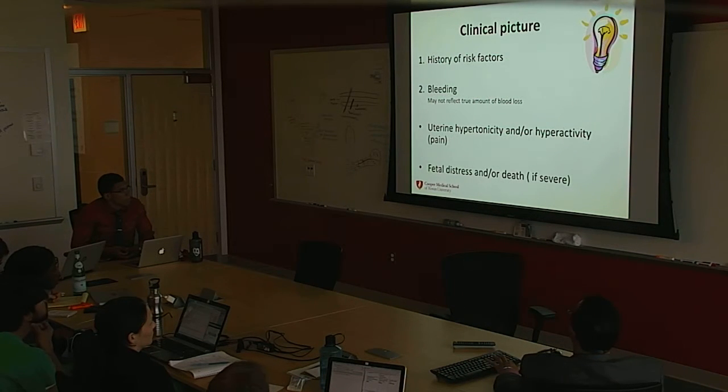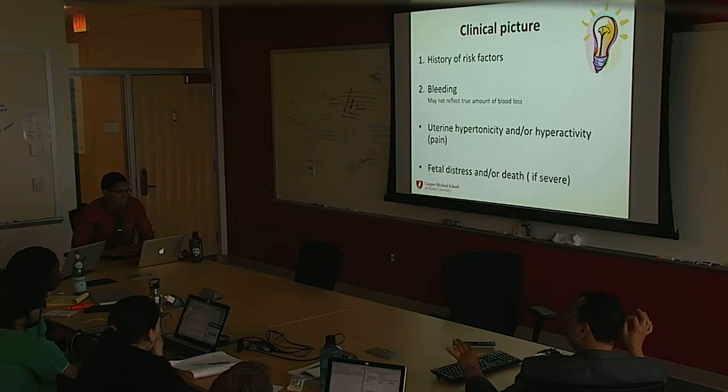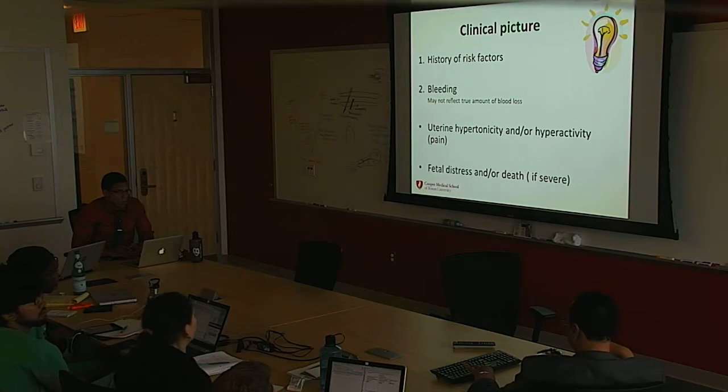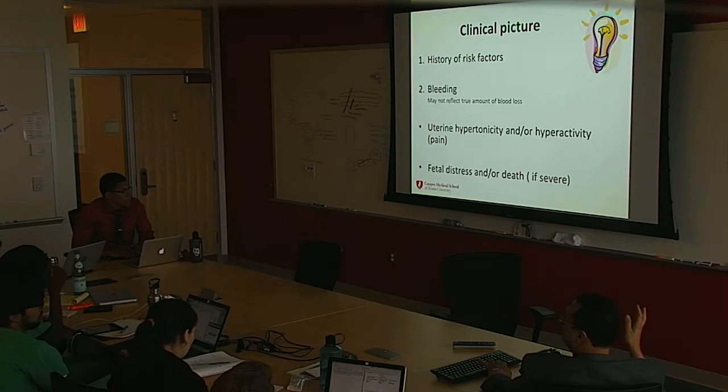So, clinical picture. History of risk factors. Bleeding may not reflect the true amount of blood loss. Uterine hyperkinesia or hyperactivity. Pain. The difference between placenta previa and abruption is pain. Fetal distress or death if severe. Okay?